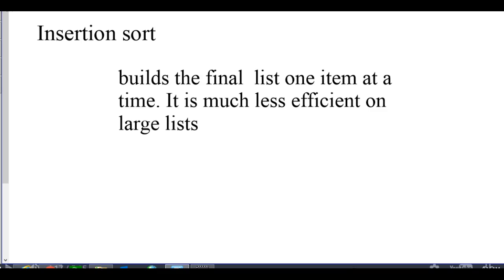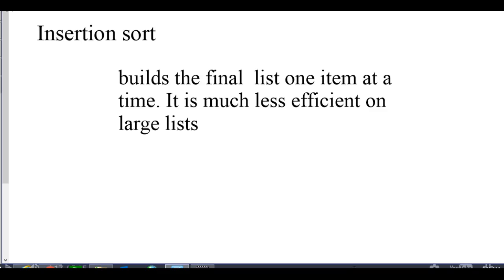This sort is called the insertion sort. This works a little bit differently. It builds the final list one item at a time by inserting each value into its proper spot in the list. So it's going through and one at a time taking values and inserting them into the proper spot in the list. However, it's not doing a separate list.